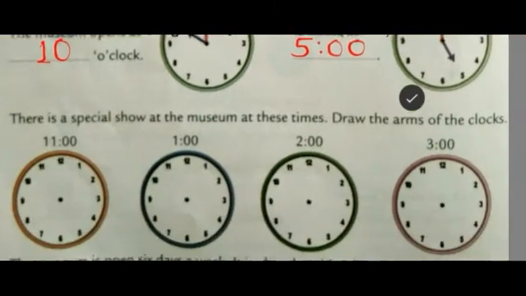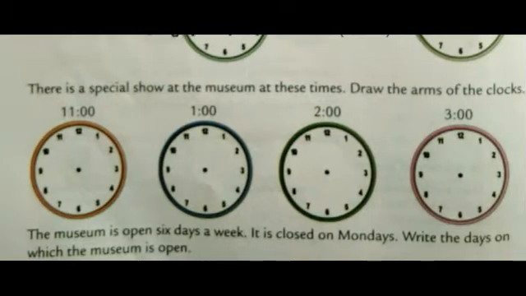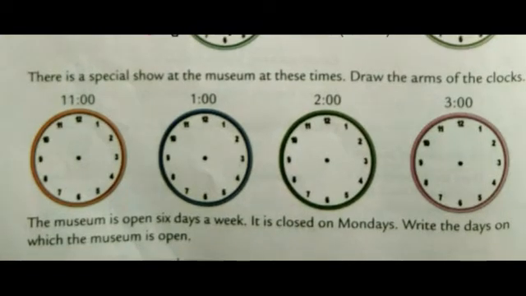Okay, scholars. Let's see the next question given here. There is a special show at the museum at these times. Draw the arms of the clocks. Now, there are some special shows at the museum. So, we need to draw the arms of the clock to show the time, okay? Time is already mentioned. We have to just draw the arms.